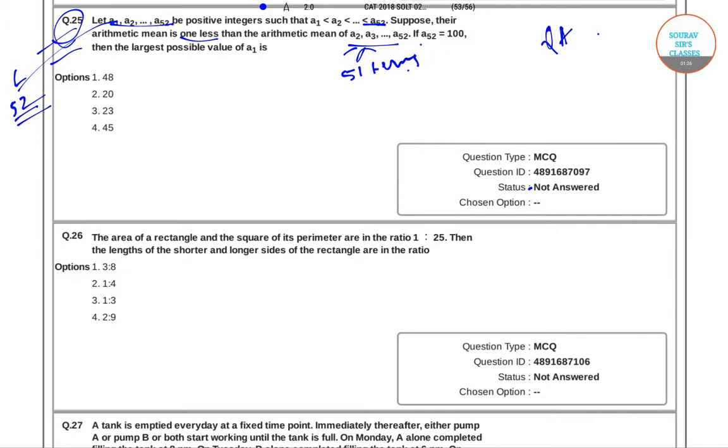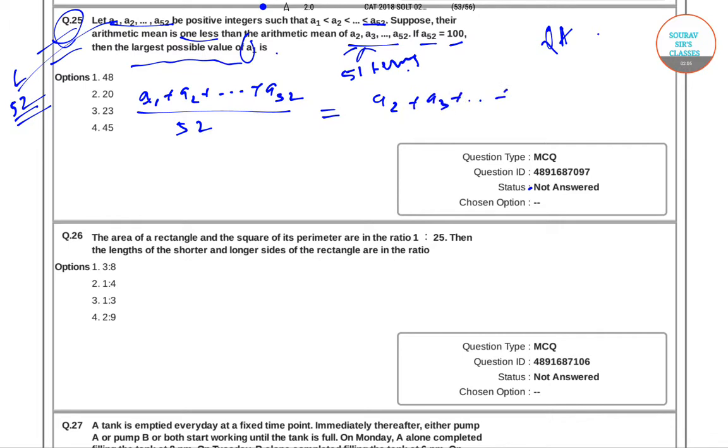Now if a52 is equal to 100, we are supposed to find out the largest possible value of a1. So without wasting any further time, let us get into the question. What has been said is that if we take the arithmetic mean of the numbers, this will be (a1 plus a2 up till a52) by 52. This is the arithmetic mean of these 52 numbers. This arithmetic mean is 1 less than the arithmetic mean of a2 plus a3 up till a52, and there are 51 terms over here, so (a2 plus ... plus a52) by 51, minus 1. This is the structure.